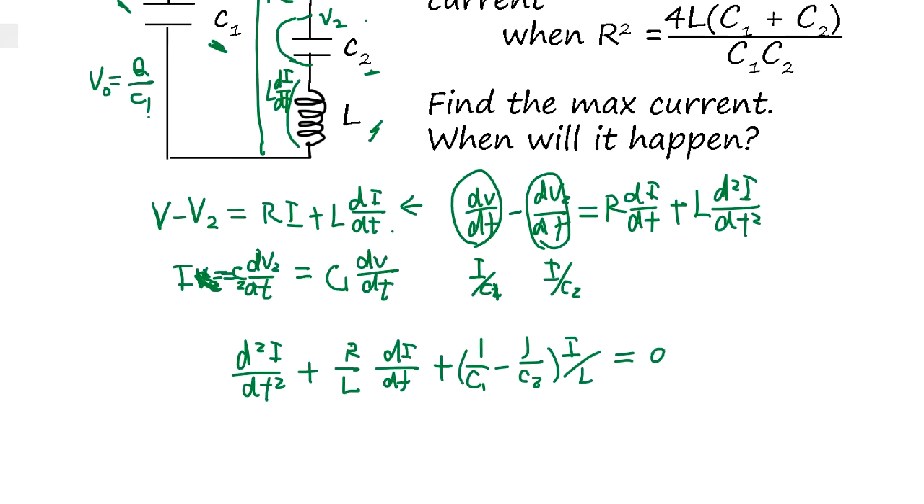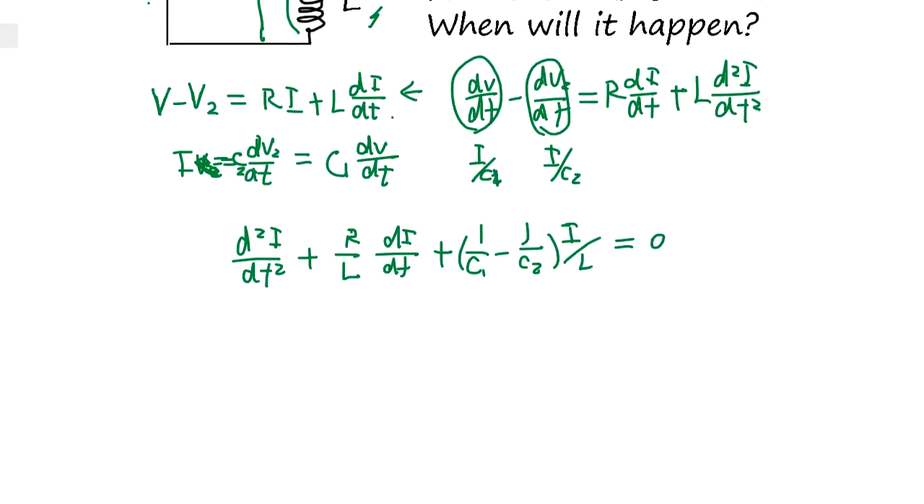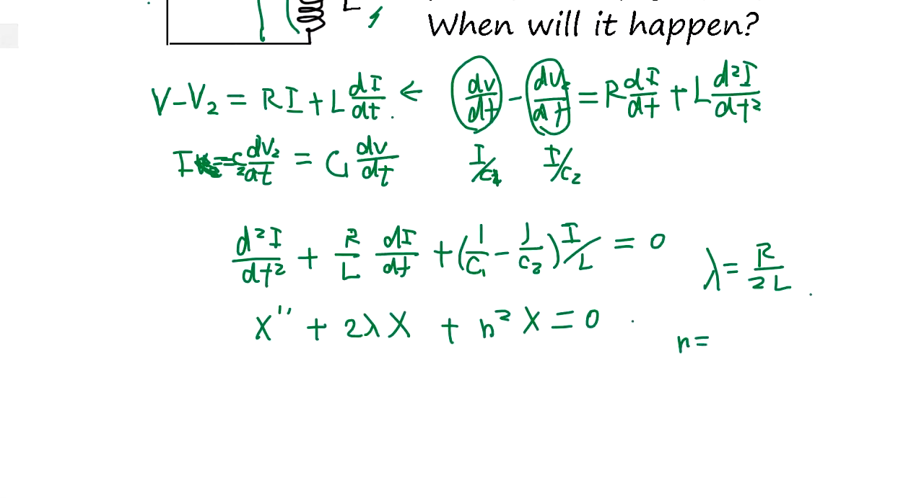So this is oscillation with damping, right? If you remember the equation x'' plus 2 lambda x' plus n² x equals 0, that's the oscillation with damping. And so here lambda equals R over 2L, and n is going to be the square root of (C1 plus C2 over C1 C2 L).